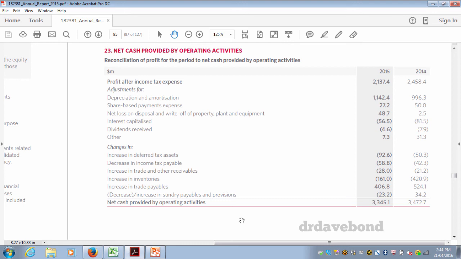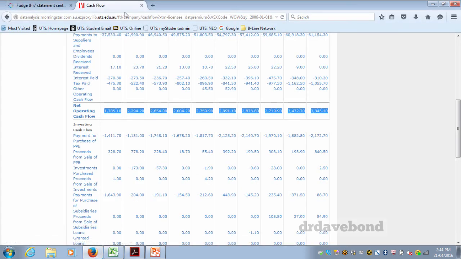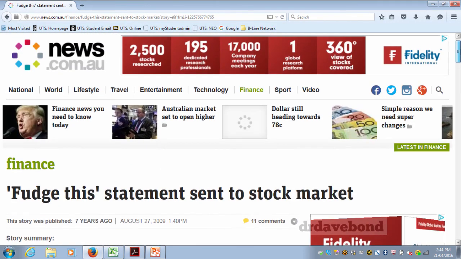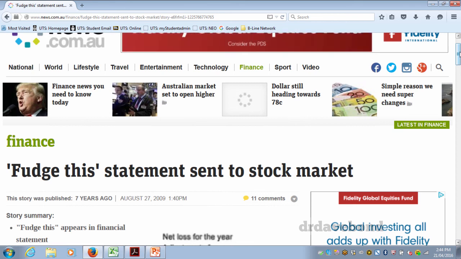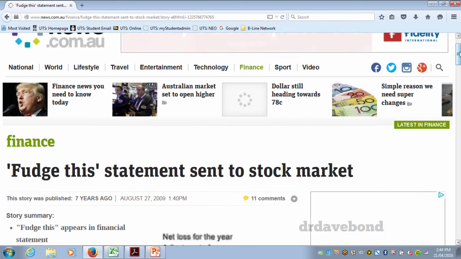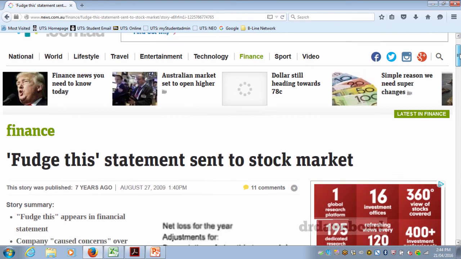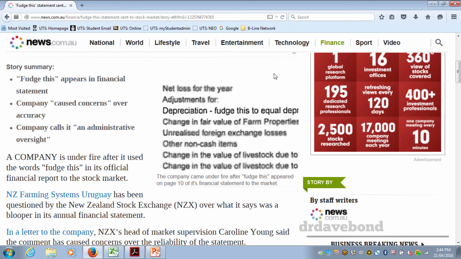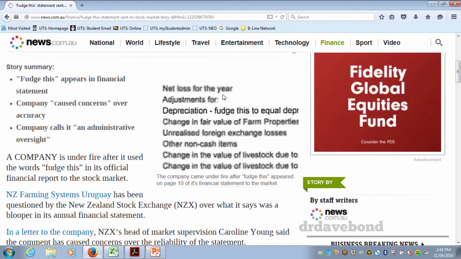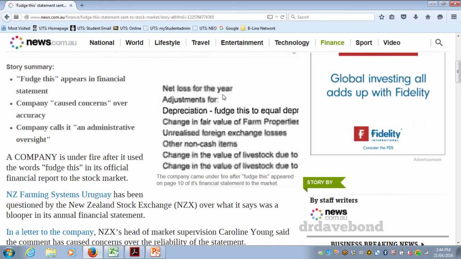Now the thing is, these figures should match up. Everything should cross-check, which led me to remember an article from 7 years ago about a company from our friends from across the ditch. This is a New Zealand company. In their financial report that they sent to the market, which went out publicly, if you went to their reconciliation for cash flows, net loss for the year, we know that's a starting point, or net profit. Adjust for depreciation is usually the first thing.